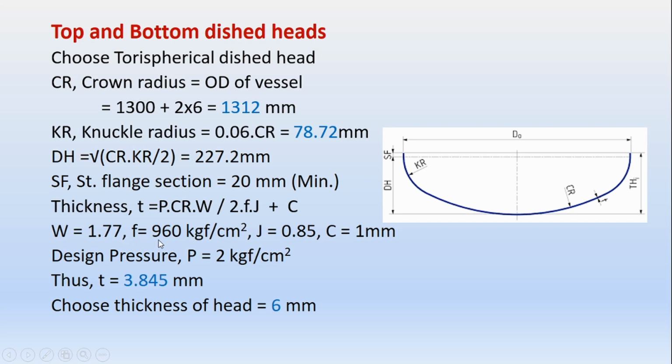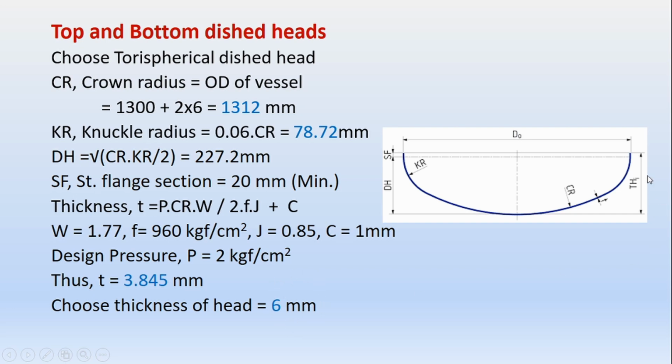F for carbon steel is 960 kgf per centimeter square, J, the joint factor, is 0.85, and corrosion allowance is taken as 1 mm. The design pressure we took as 2 kgf per centimeter square. If we substitute all this, we get the thickness value as 3.845 mm. So choose a minimum thickness of 6 mm for sufficient rigidity. So the head thickness of both the top head and the bottom head is 6 mm.